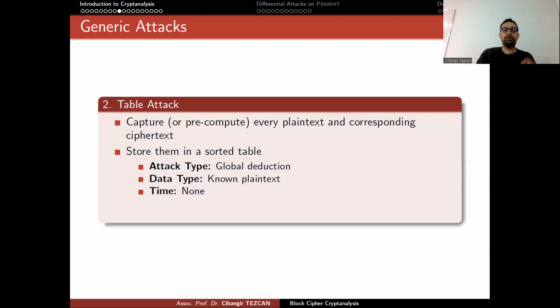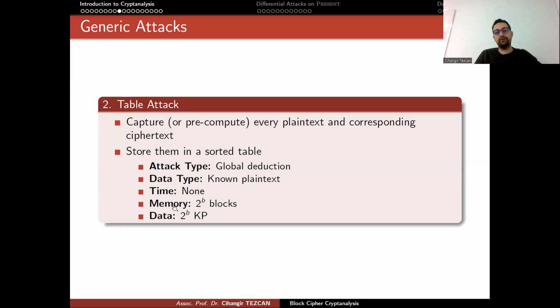Time is none, because you only have to perform one table lookup, so it is negligible. Okay. Memory: you have to store every plaintext and ciphertext block, so it is 2 to the b blocks. And data, again, you have to capture every possible plaintext. So if the block size is b bits, this means that there are 2 to the b different plaintexts, so you have to capture all of them with their corresponding ciphertext. So this way, you can still break the cipher, which means that you can understand every ciphertext and you can produce any ciphertext you want for any plaintext you are choosing.